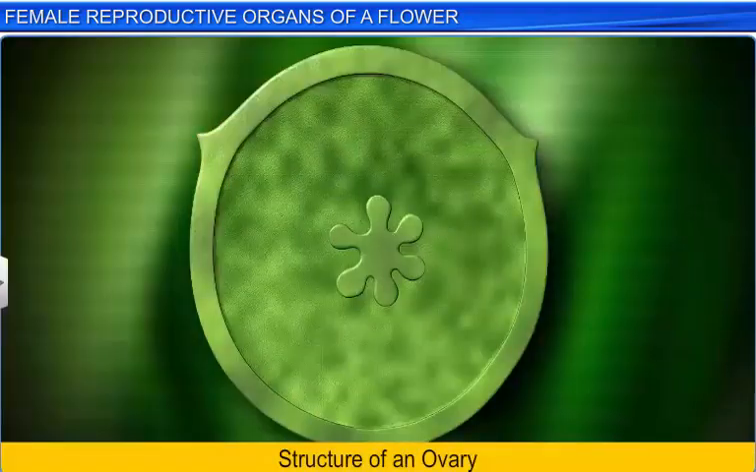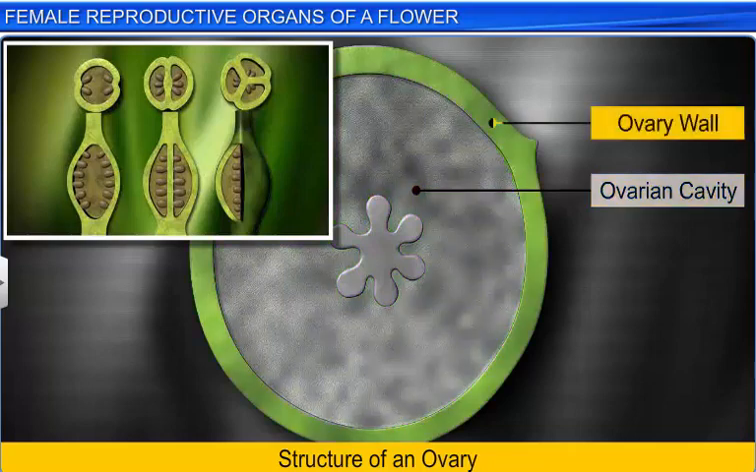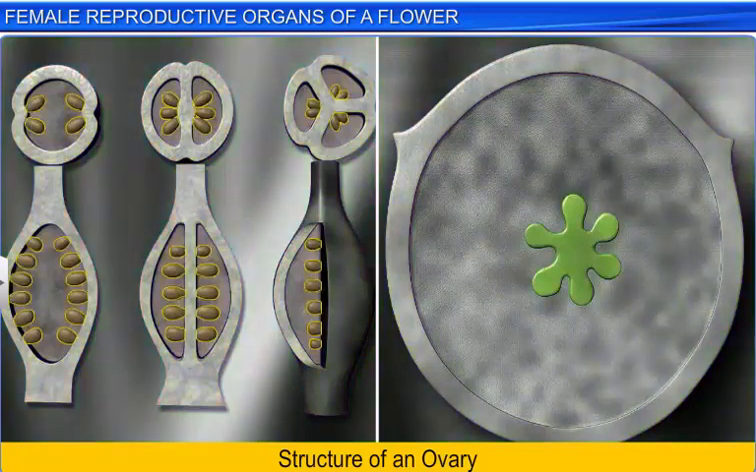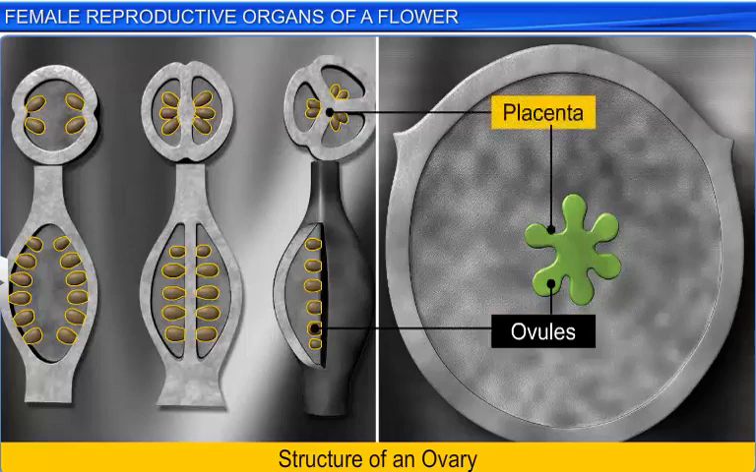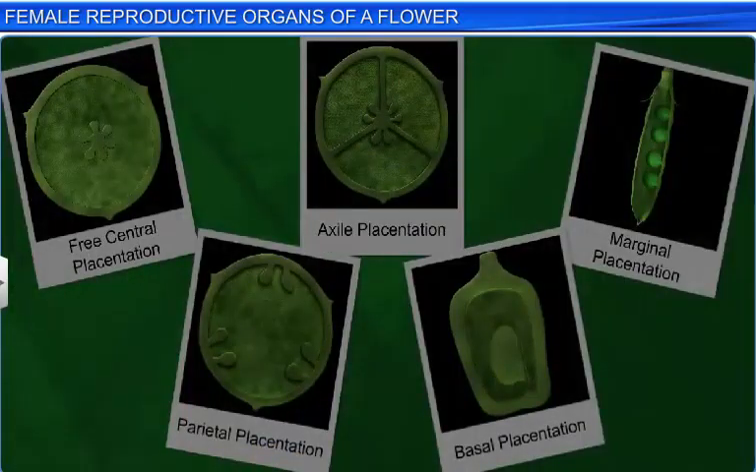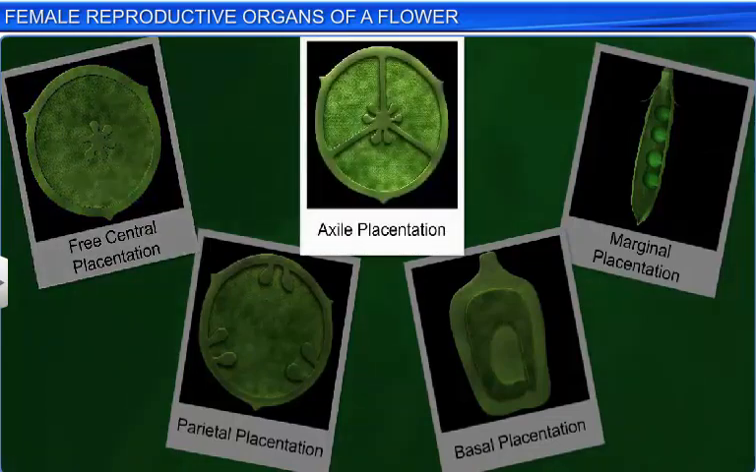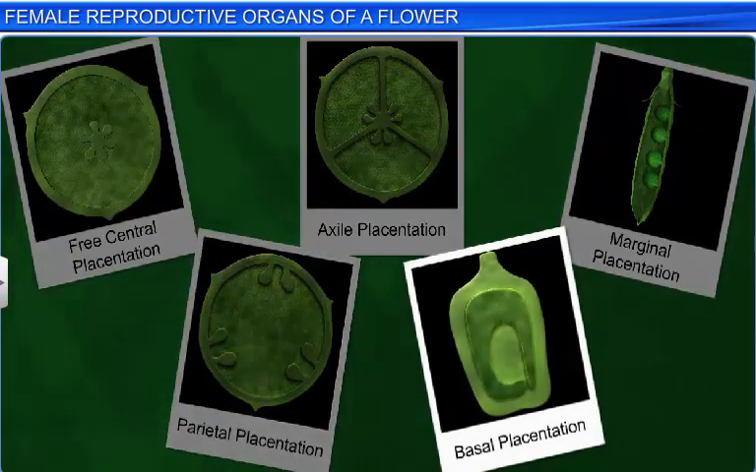Morphological studies of the ovary have revealed that it contains one or more cavities called locules, or ovarian cavities that are surrounded by an ovary wall. Within the locule, you will find ovules or megasporangia that are attached to the ovary wall in a region called the placenta. These ovules may be arranged in free central, axial, marginal, parietal, or basal placentation.